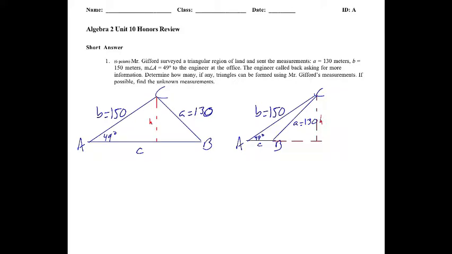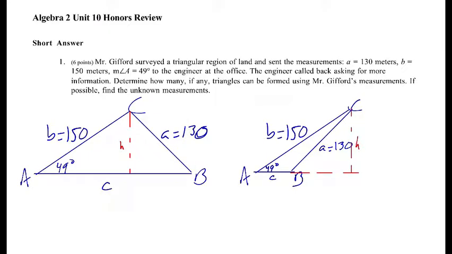Alrighty, for the honors review, we have just one question. It says Mr. Gifford surveyed a triangular region of land and sent the measurements. So a was 130 meters, b is 150 meters, and the measure of angle A is 49 degrees, and he sent that to the engineer at the office. The engineer called back asking for more information. He wants you to determine how many, if any, triangles can be formed using Mr. Gifford's measurements. If possible, find the unknown measurements.